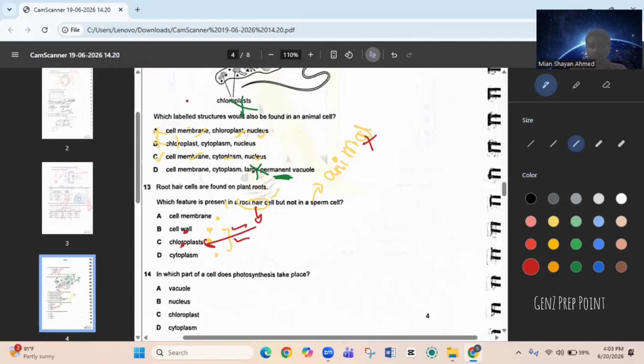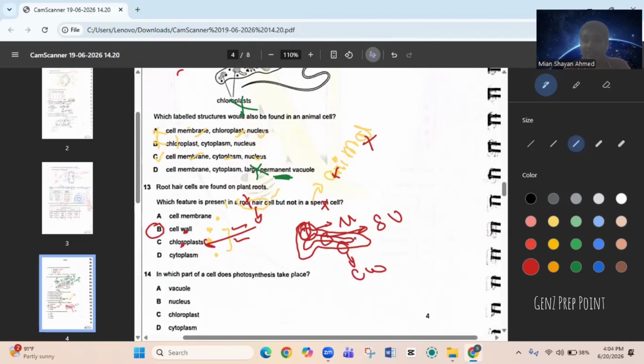So there is no chloroplast in root hair cells as well as in the sperm cell and an animal cell. Chloroplast is not present in root cells and an animal cell. But a cell wall is present in a root hair cell. I will draw a root hair cell right here. This is a root hair cell. This is the nucleus. This is the sap vacuole. This is the cell wall.